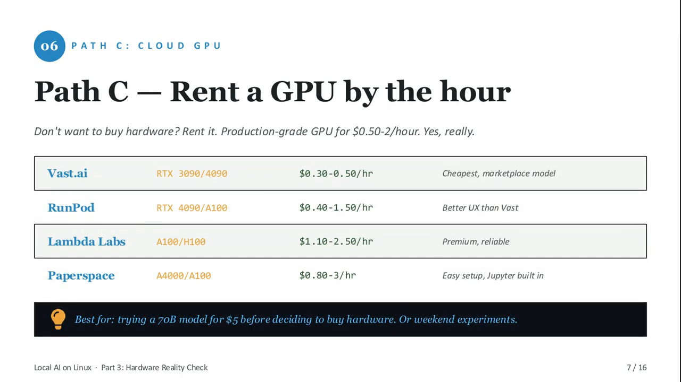But before you drop $2,000 on hardware, consider just renting one. Vast.ai runs a marketplace model where you can grab a 4090 for around 40 cents an hour. RunPod's a bit pricier, but the interface won't make you cry, and Lambda Labs is the grown-up option with reliable A100s and H100s when you need them. The honest pitch here: spend $5 running a 70B model for an evening before you commit to buying silicon. It's the cheapest way to find out whether you actually need what you think you need.